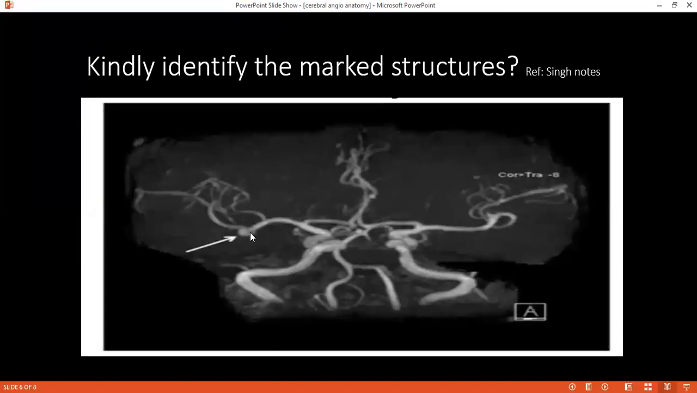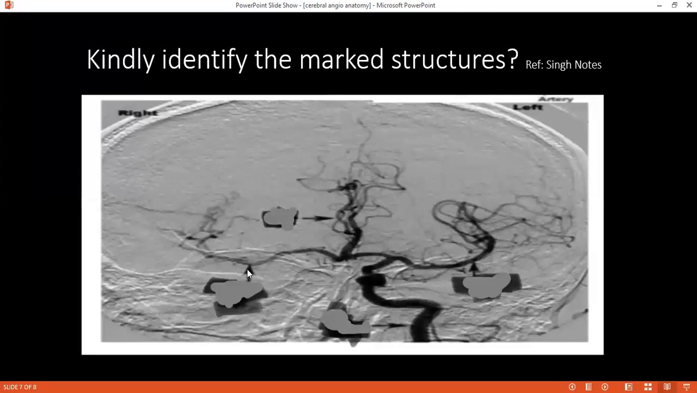Next, what is this arrow pointing at? It's pointing at a berry aneurysm. Yes, good. There is one more arrow here, if you can identify it. On the right side, it is the middle cerebral artery. And this one? This is internal carotid artery. Yes, very good. This is also middle cerebral artery, and which branch would that be? This is anterior cerebral artery.